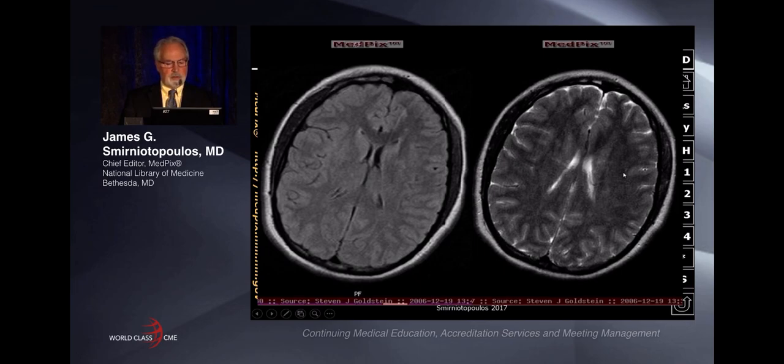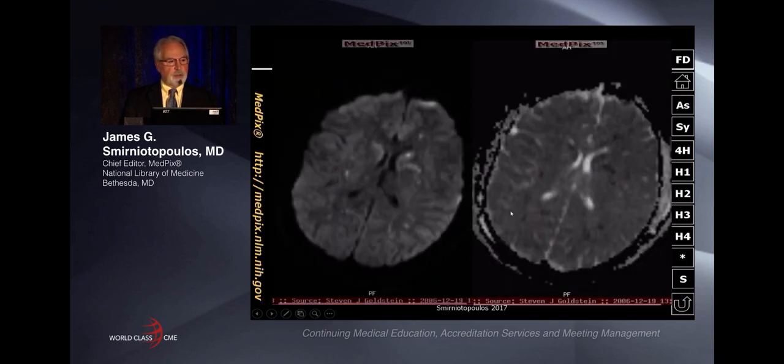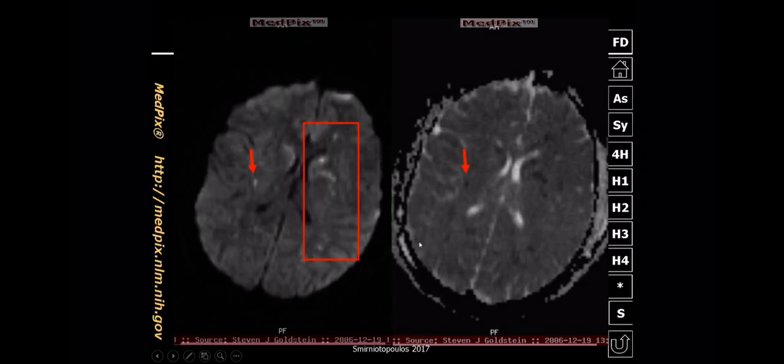Not much to see here. You can fantasize seeing all kinds of things. You're probably right if you're fantasizing seeing abnormalities in the white matter. You do the DWI and ADC pair, and you see multiple very, very small punctate lesions in the deep white matter in the centrum semiovale in this patient who has a history of documented trauma.